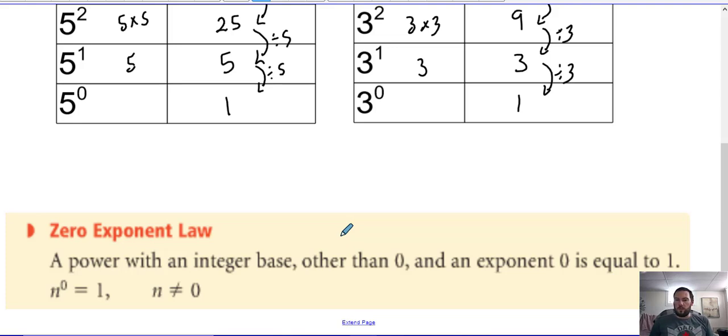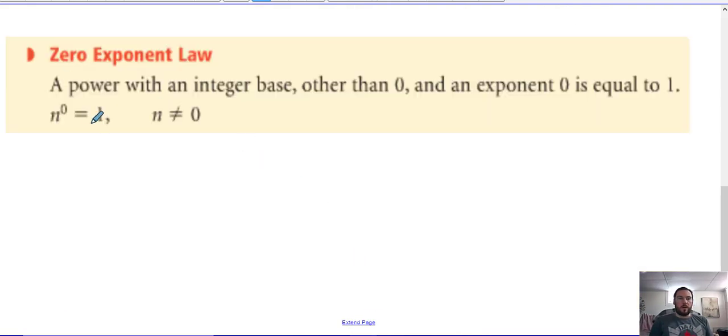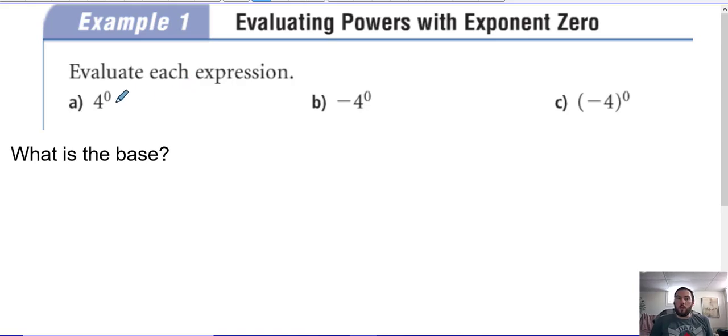So 0 to the 0 is a weird one, but it can be 1, it can be 2, it can be 3, 4, 5, 6, 7. It does not matter. If I take that n and I put it to the power 0, my result is always going to be 1. Okay? So let's take a look at a couple of examples. So if I wanted to do 4 to the power 0, well, simply enough, that is equal to 1.